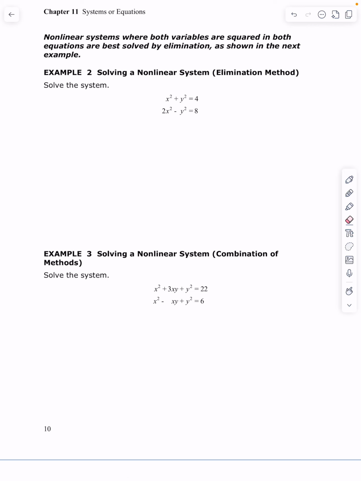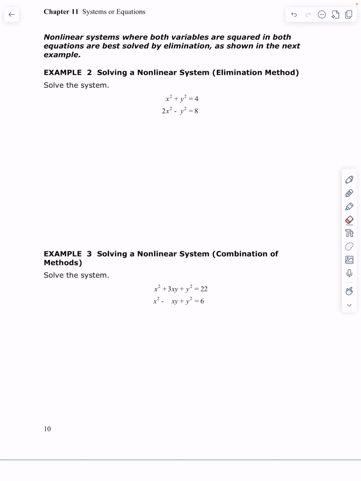Okay, here we are back to chapter 11. We're on page 10. So a couple more examples because there are always different ways that we can solve these. And we are going to use the same strategies we used with linear equations.